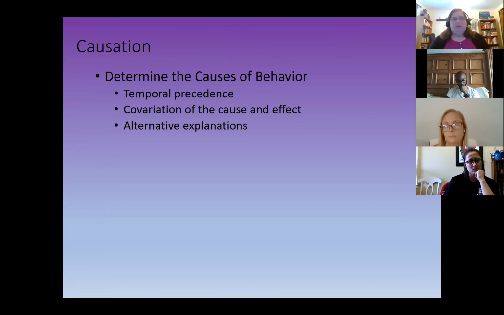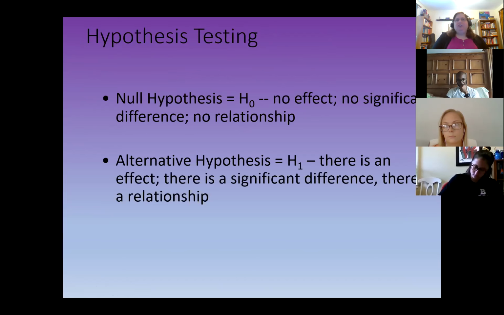Okay, so that's just some basics about causation to give you an idea for it. Now let's talk a little bit more about hypothesis testing. This is probably a concept you've heard a little or a lot about: null hypothesis and alternative hypothesis, right? So what's the null hypothesis? It's saying that there's no effect, no significant difference, no relationship. Whereas the alternative hypothesis, which is H1 as compared to H0, says there is an effect, there is a significant difference, there is a relationship.